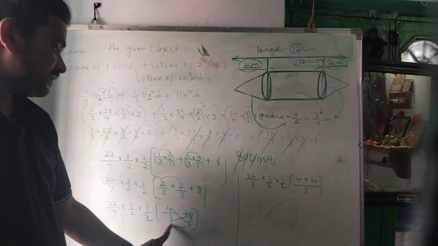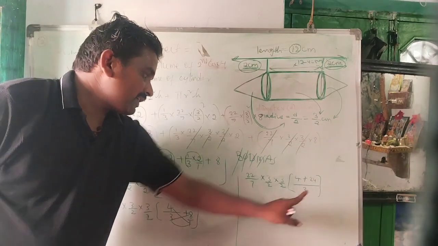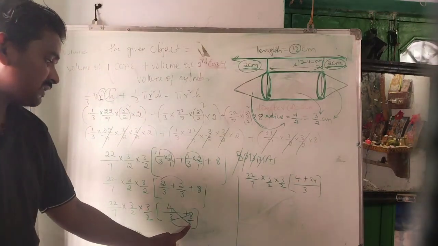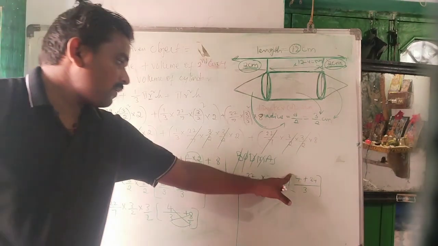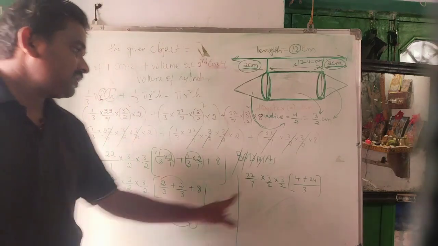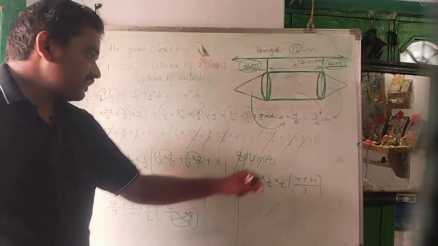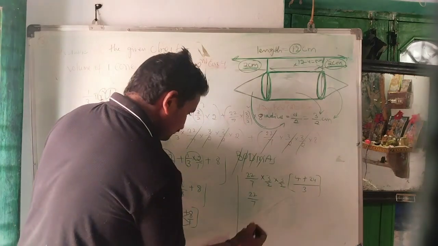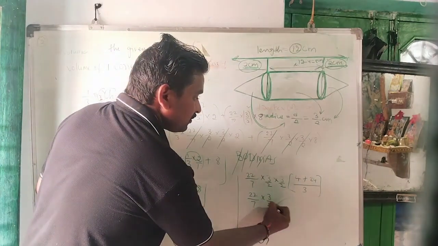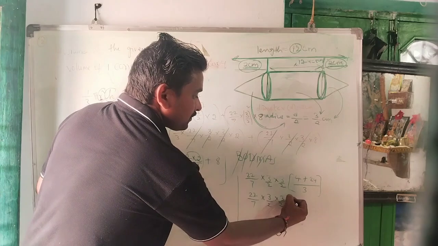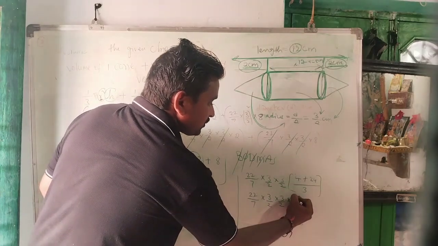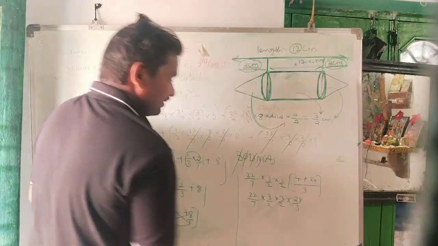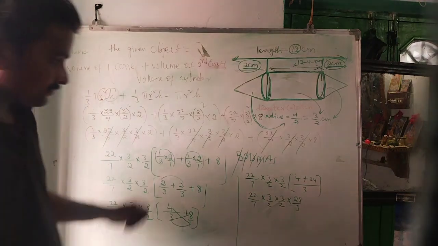First multiply denominators. 3 1s are 3. Write 3 in the denominator. Next do cross multiplication. 1 4s are 4. What is the symbol here? Plus. 3 8s are 24. Now add 24 and 4. 22 by 7 into 3 by 2 into 3 by 2 into 4 plus 24, 28. 28 by 3. Now cancel them.